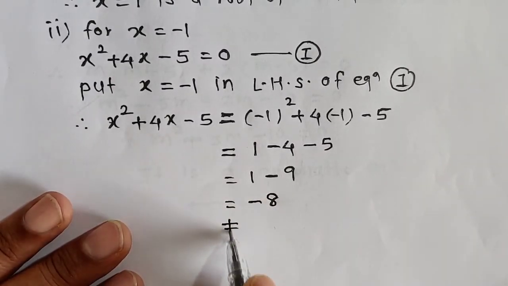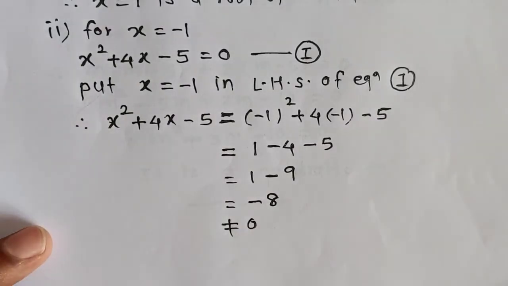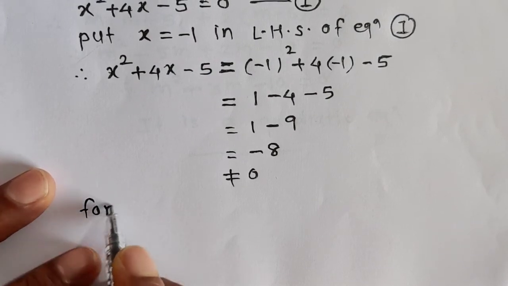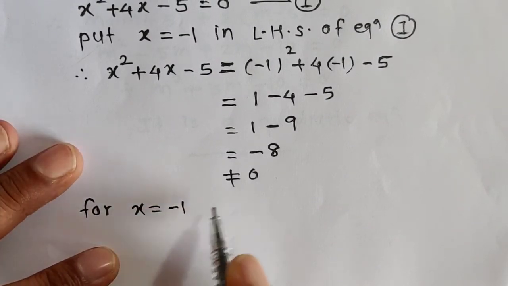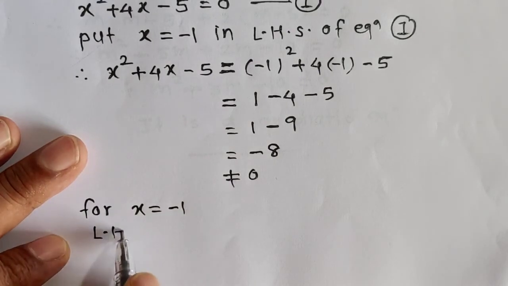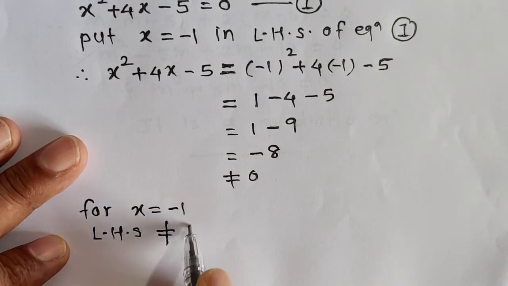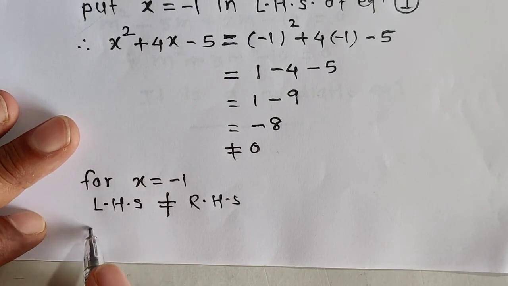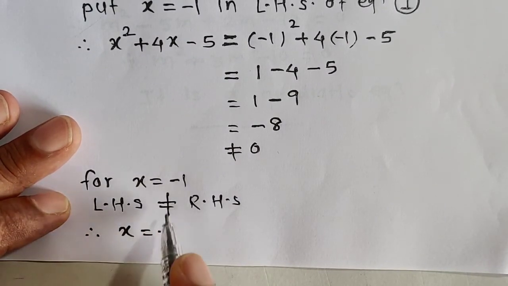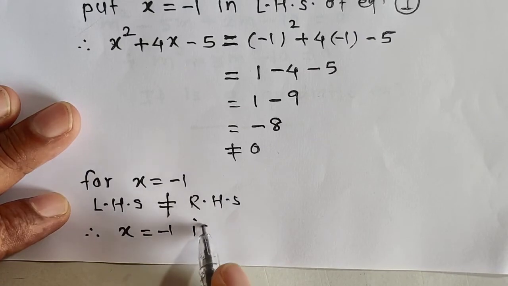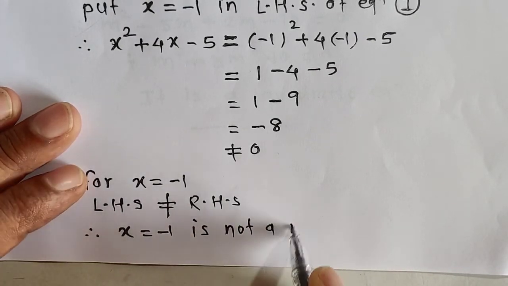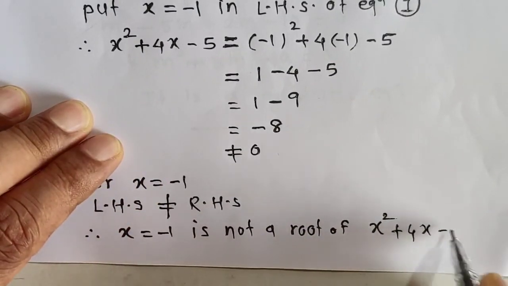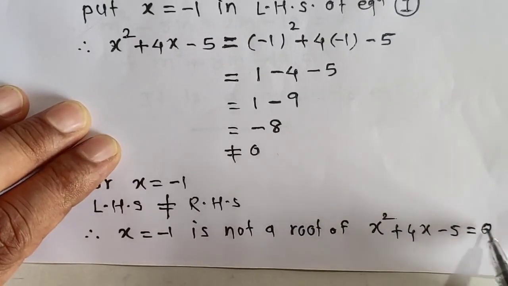-8, which is not equal to 0, means it is not equal to our right hand side. So what is our conclusion? For x is equal to -1, left hand side is not equal to right hand side. So the conclusion is LHS is not equal to RHS, and therefore x is equal to -1 is not a root of x square plus 4x minus 5 is equal to 0, means not a root of that equation.